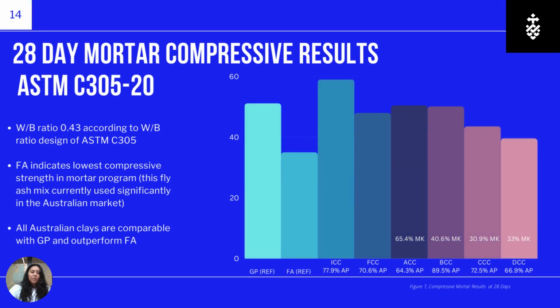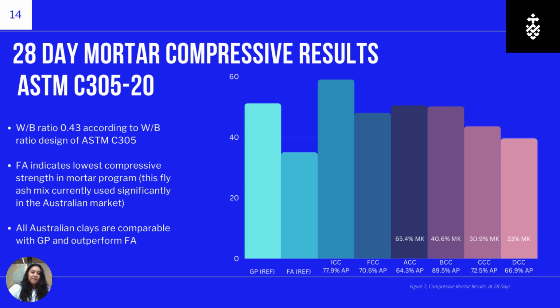When we look at the 28-day compression results of these mortars, most of the LC3 mixes are comparable with GP. All LC3 mixes outperform fly ash, further proving feasibility of LC3. The metakaolin content of the imported calcined clays are unknown. However, after XRD quantification of the clays, it was found that ICC consisted of 77.9% amorphous phase and FCC consisted of 70.6% amorphous phase.